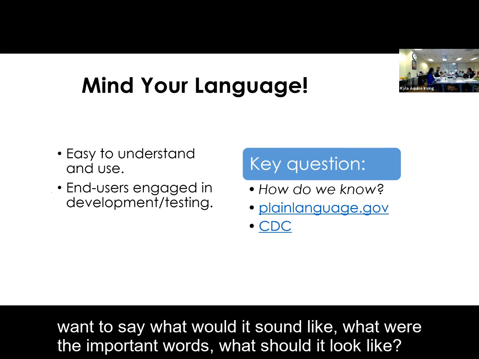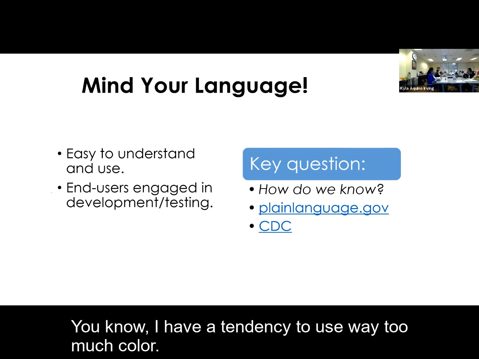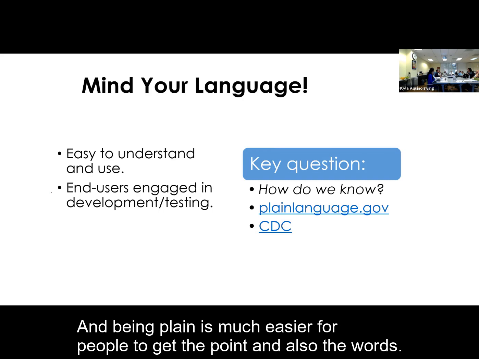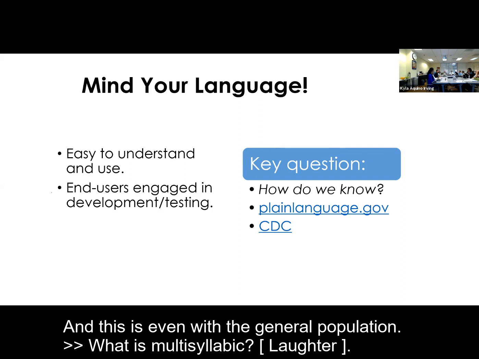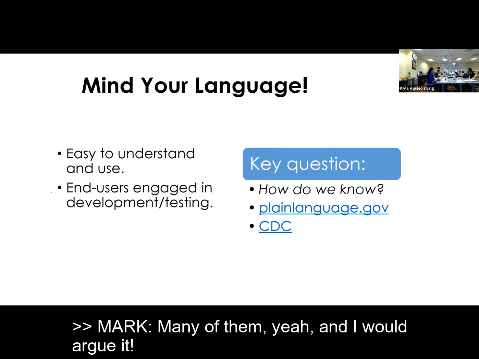It's having people there who say, this is what we want to say, what would it sound like? What are the important words? What should it look like? You know, I have a tendency to use way too much color. And being plain is much easier for people to get the point, and also the words. We've learned over time to use as few multisyllabic words as possible, and this is even the general population as well. What is multisyllabic? Many syllables. Yeah, and I would argue it.